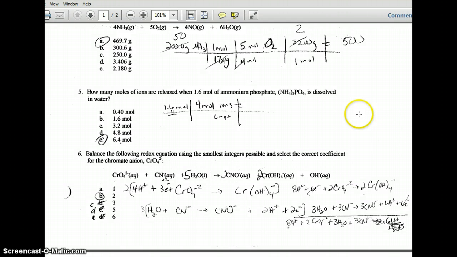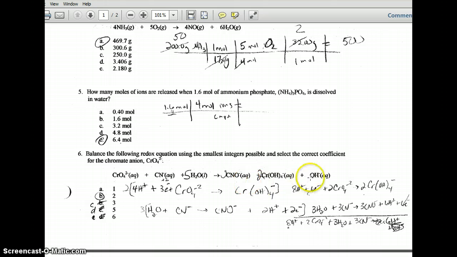For number 5, looking through the moles of ions, I'm starting with 1.6 moles, and for the whole compound there are 4 moles of ions. There are 3 moles from the NH4, 3 ions of NH4 plus 1 mole of PO4, which gives me a total of 4. So 16 times 4 is 64, so 1.6 times 4 is 6.4 moles.